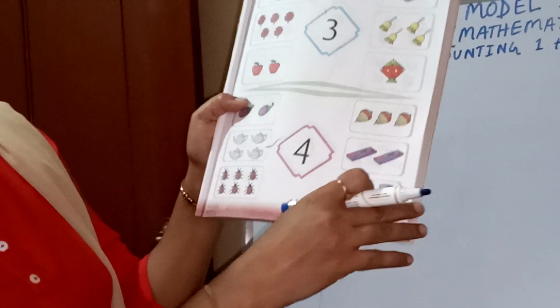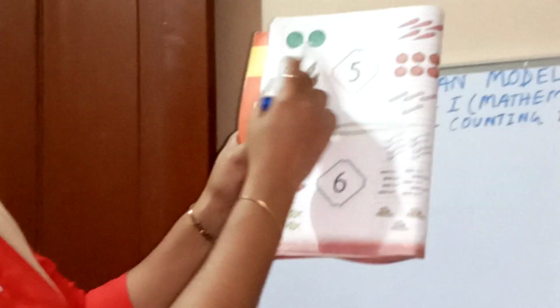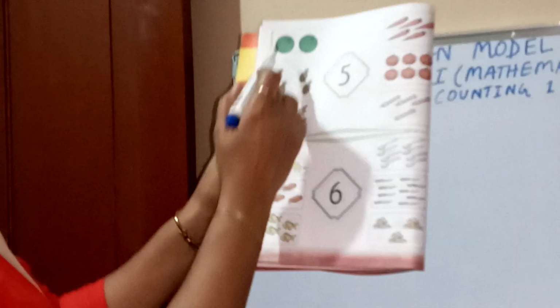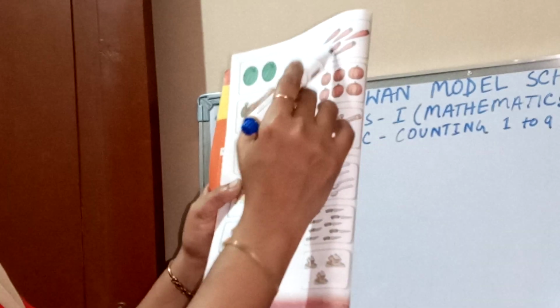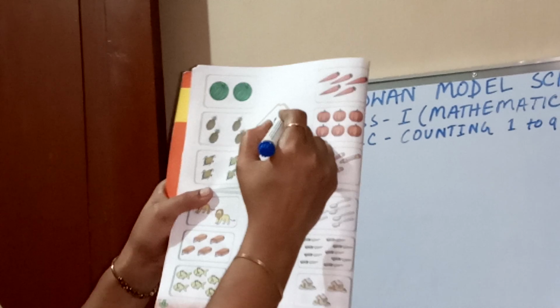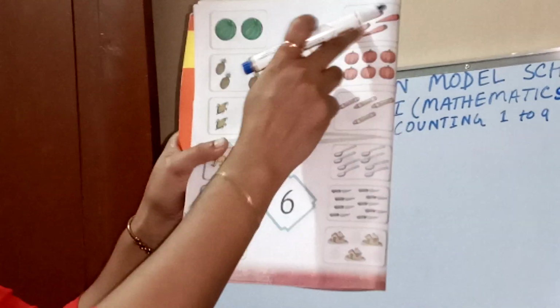Count and match with the number. Okay, children? Show the next page. 5. In which box is number 5? 5 objects are there? 1, 2? No. 1, 2, 3, 4? No. 1, 2, 3, 4? No. 1, 2, 3, 4, 5. Carrots are 5. So match it with that 5.